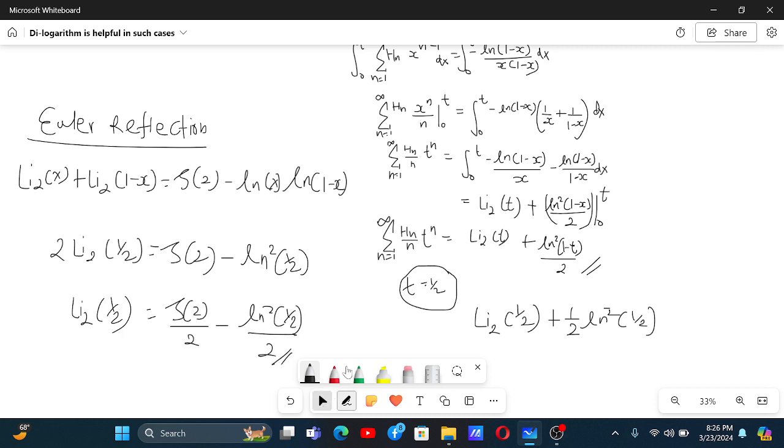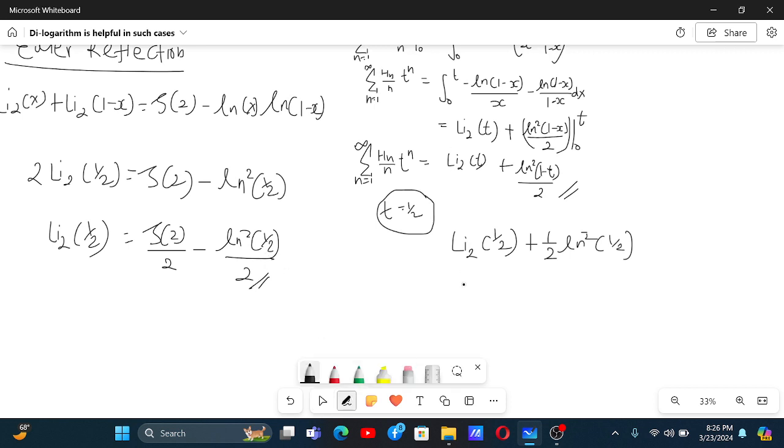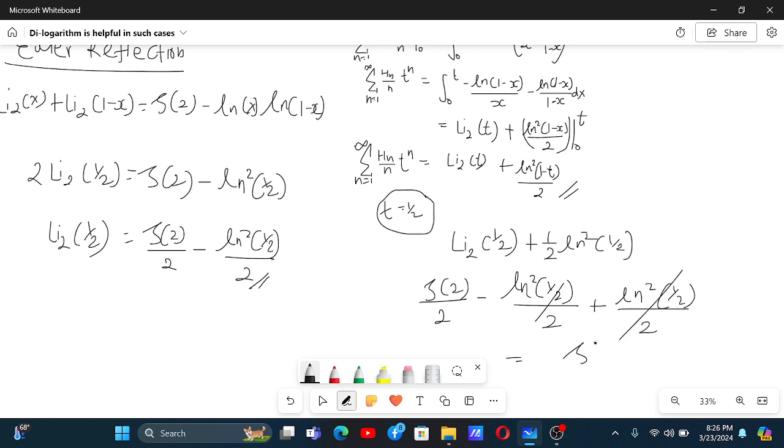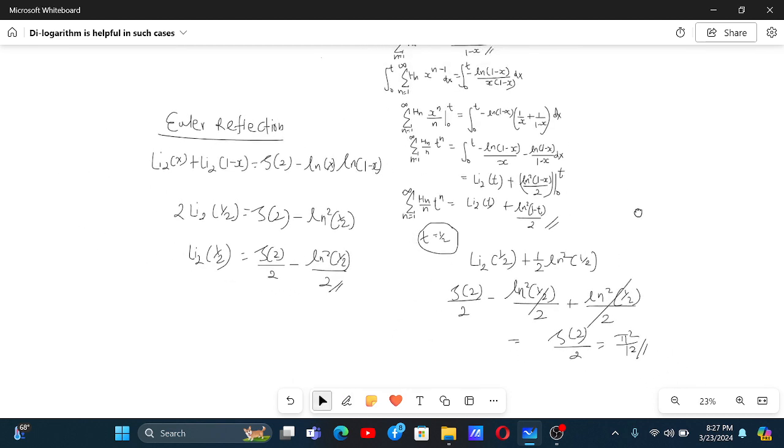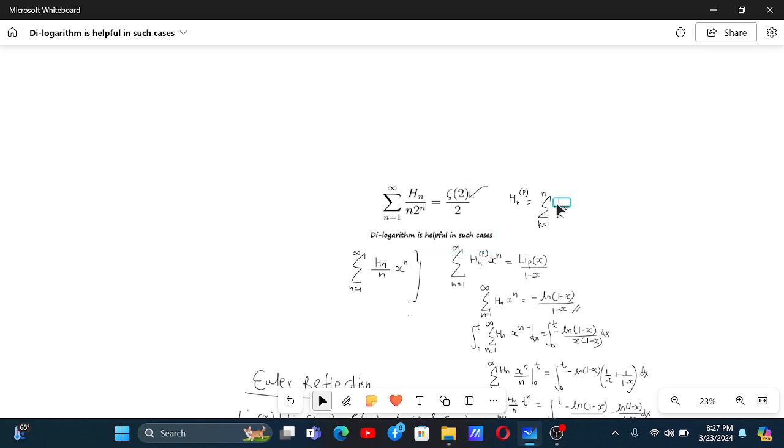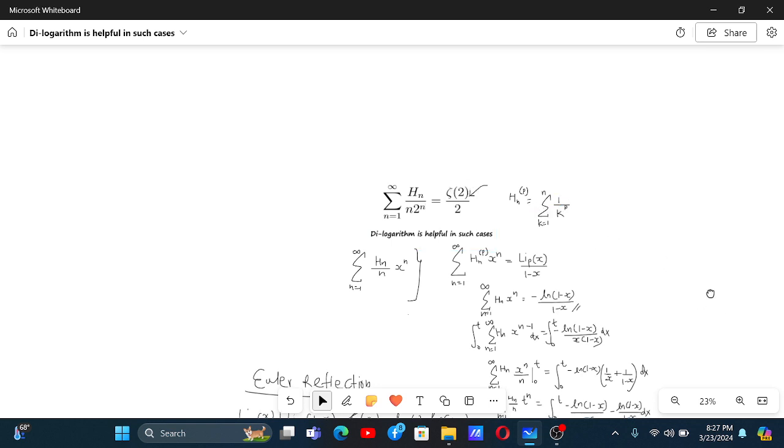Now if we substitute that, we get Riemann zeta of 2 by 2 minus ln square 1 by 2 by 2 plus ln square 1 by 2 by 2. These cancel out, and that gives us the answer as Riemann zeta of 2 by 2. This can also be written as, since this is pi square by 6, pi square by 12. See how interestingly this harmonic sum comes out in terms of pi square. Isn't that awesome?